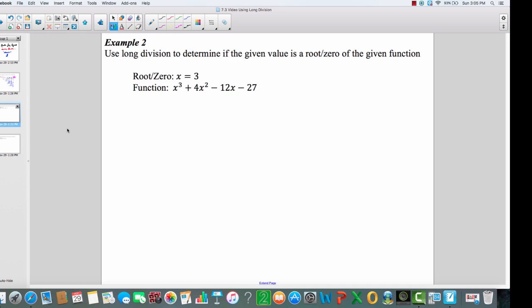Okay, example 2. Use long division to determine if the given value is a root or a 0 of the given function. So if x equals 3 was truly a 0 of this, in other words, if I set this equal to 0 and plugged in 3. Now this is definitely not what I want you to do, but it's a great way to verify whether or not it is. You'll probably be asked to do this algebraically using long division. But this is just a little refresher for you.